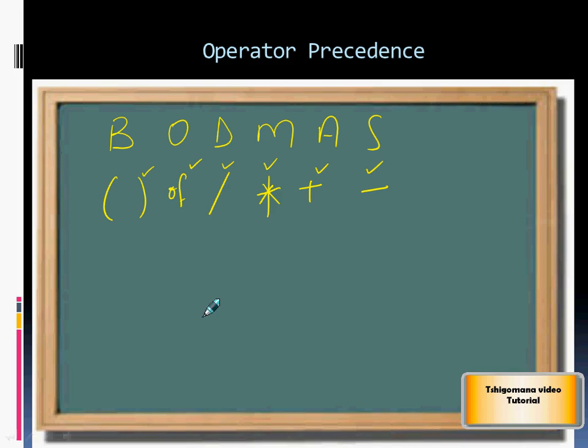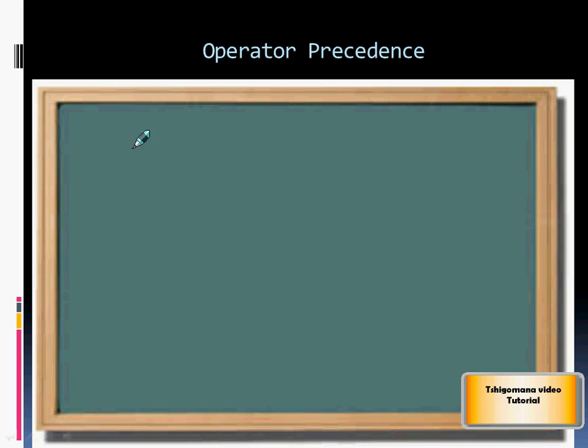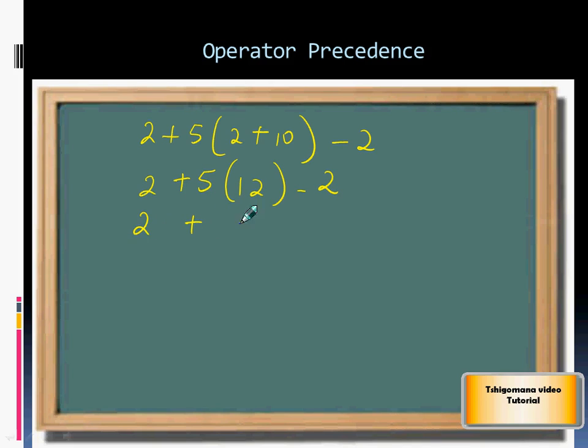Now let me give you an example. We have 2 plus 5 into (2 plus 10) minus 2. According to BODMAS, we start by removing the brackets. 2 plus 10 is 12, so we have 2 plus 5 into 12 minus 2. 5 into 12 is 60, so we have 2 plus 60 minus 2. Then we have 62 minus 2, and the answer is 60.